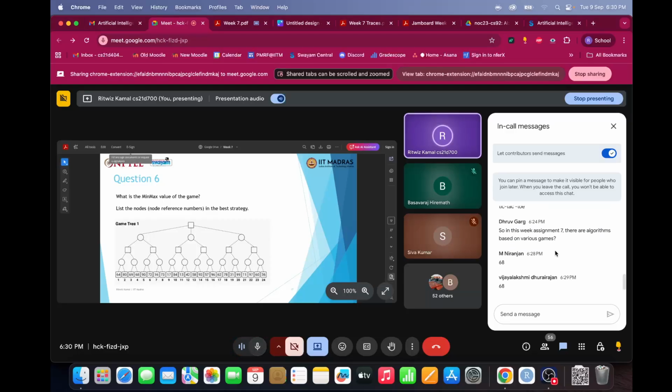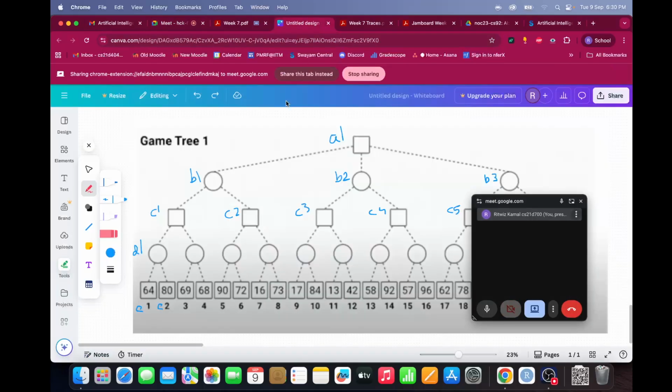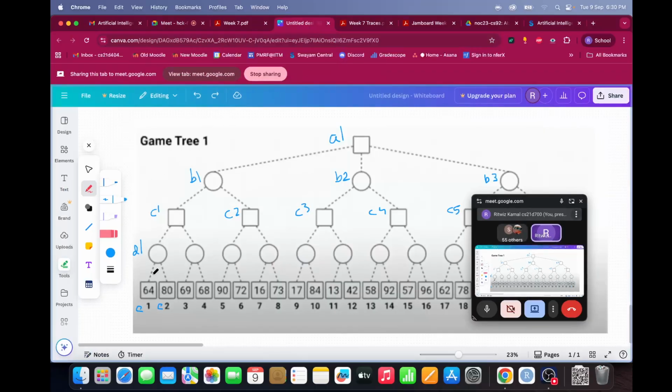Okay, so I see several answers in the chat box about the final min max value, and all of you are in fact correct. 68 will be the final value. Let's just have a quick discussion on how we reached there. So following the simple strategy that the min node will be filled with the minimum of its children, a max node will be filled with the maximum of its children. Let's do the analysis.